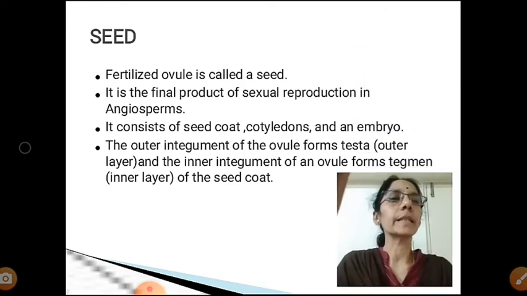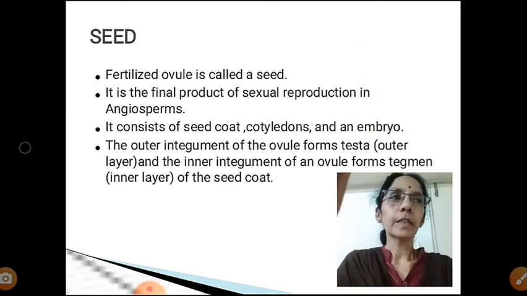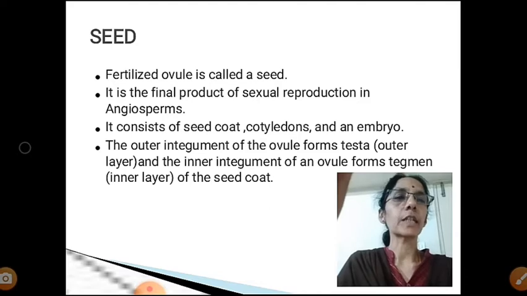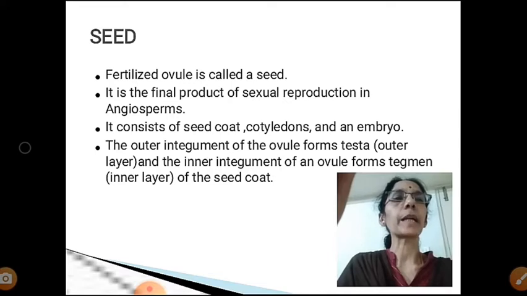What is a seed? Seed is a fertilized ovule. After fertilization, the ovary forms the fruit, and the ovule forms a seed. So it is considered to be the final product of sexual reproduction in angiosperms.